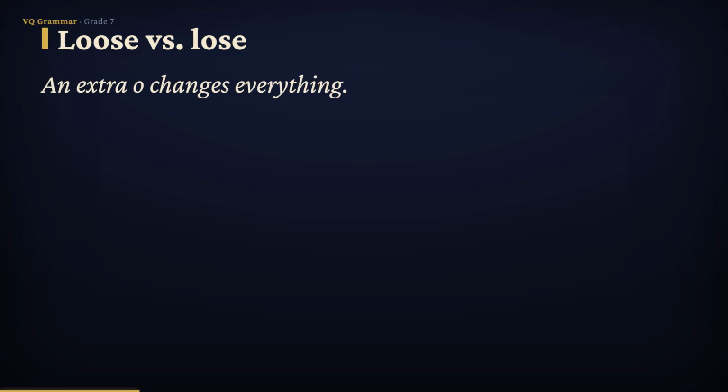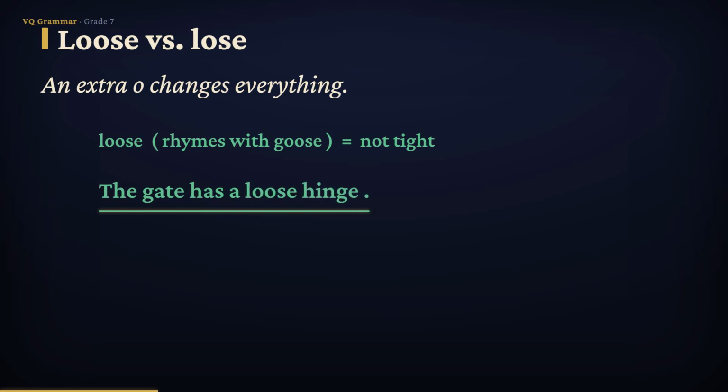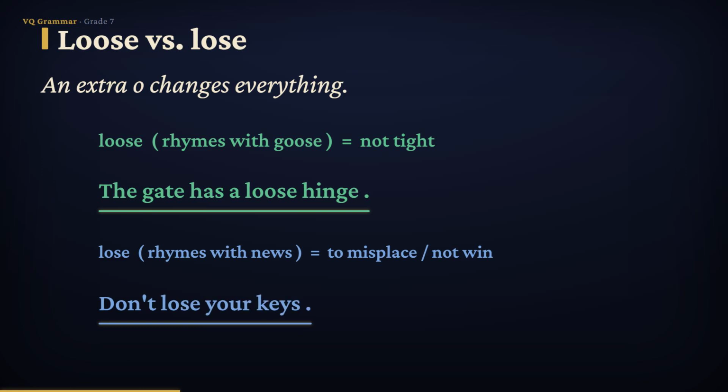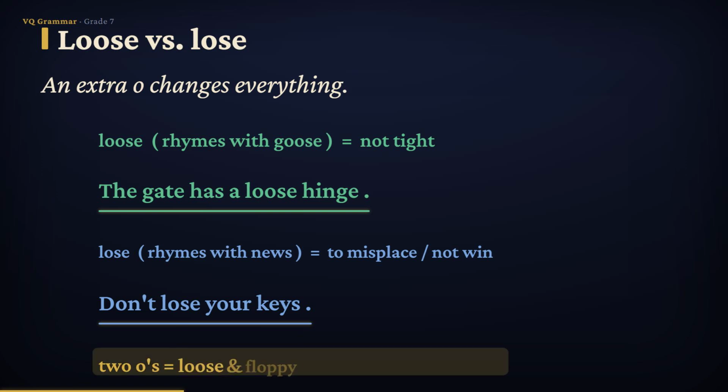Next comes a pair that trips up even careful writers: loose and lose. Loose, spelled with a double O, rhymes with goose, and it means not tight. For example, the gate has a loose hinge. The hinge is wobbly, not tight. Now drop one O and you get lose, which rhymes with news. To lose means to misplace something or to not win. For example, don't lose your keys. Here's the memory trick. 2 O's make loose big and floppy, but with just one O, you lose it.